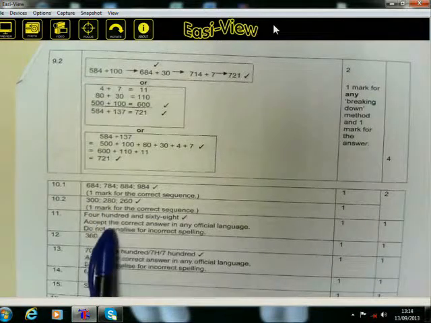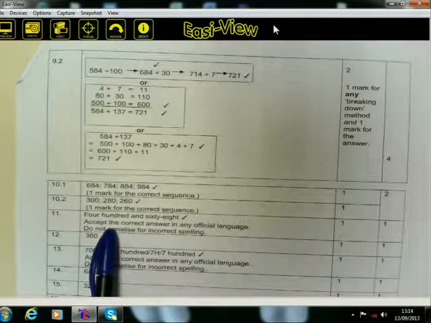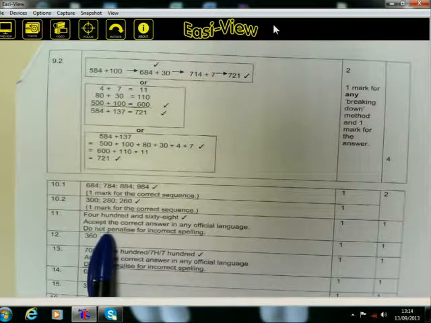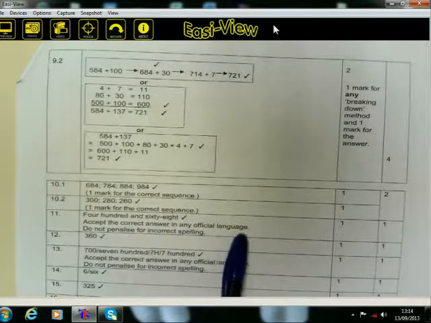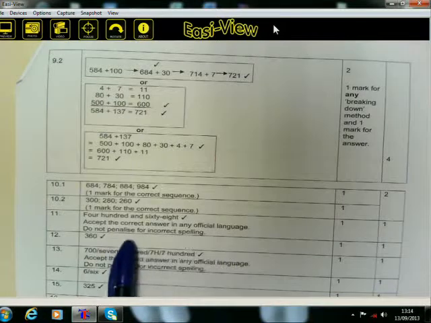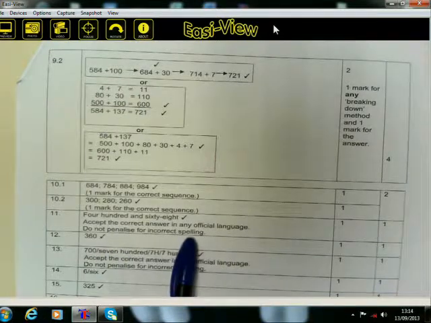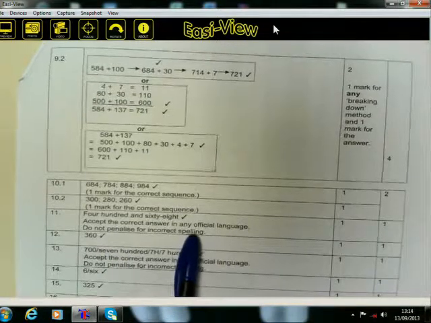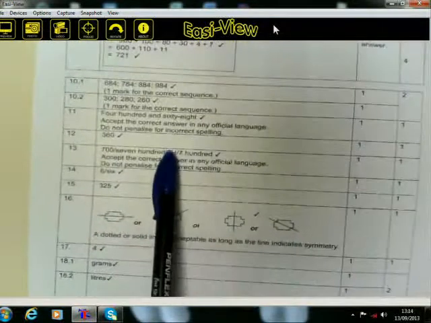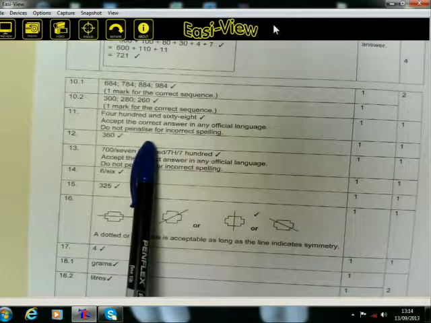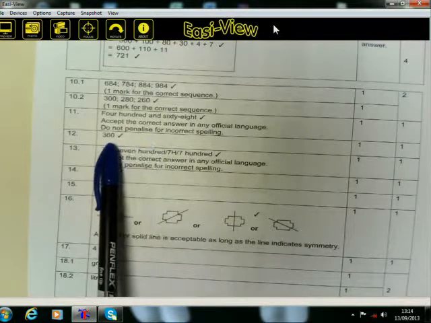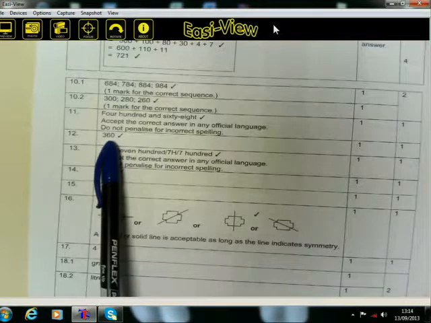Question 11, write the number name for 468. There it's 468, the number name. Accept the correct answer in any official language and do not penalize for incorrect spelling. That's for 1 mark allocation. Question 12, write the number symbol for 360. That will be the answer.